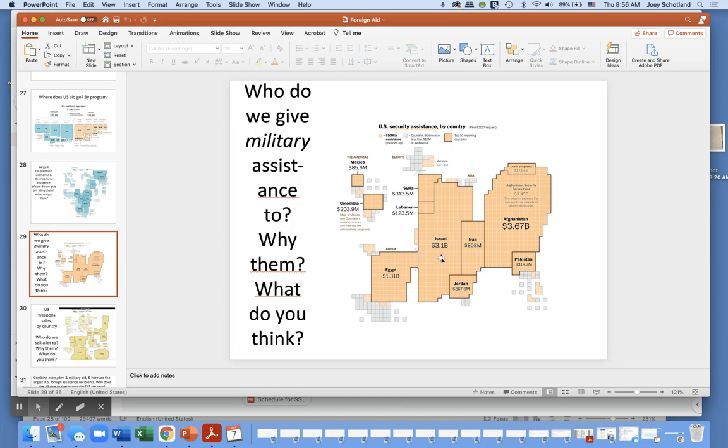We give Israel a lot of help. They're our ally and the only democracy in the Middle East. And we give help to Egypt, our ally, and Egypt is the largest country in the Middle East in terms of population. Why do we give a lot of military help to Colombia? What are we worried about coming out of South America?